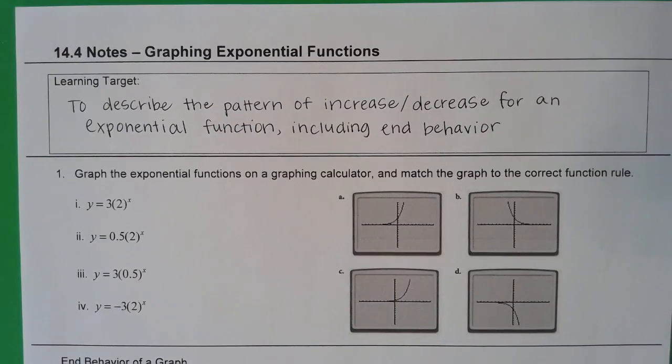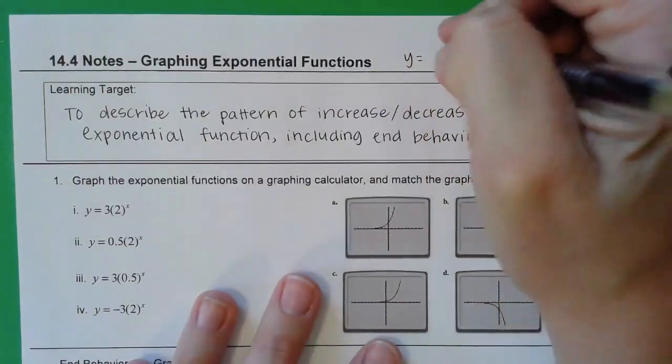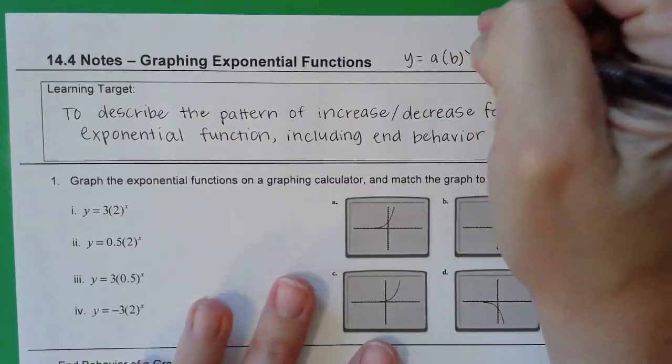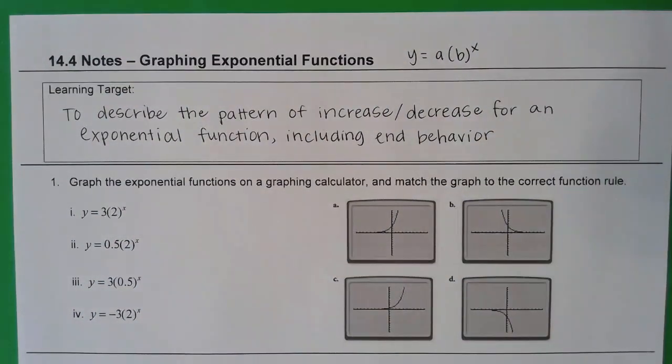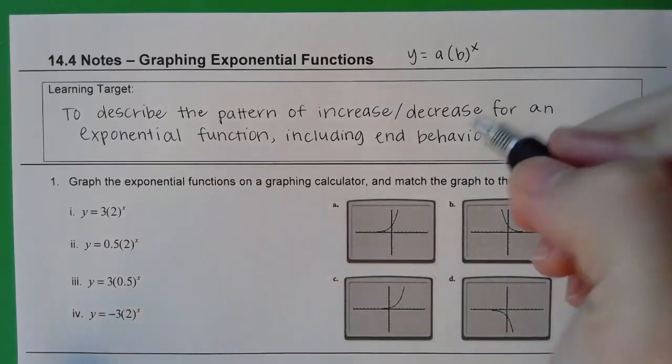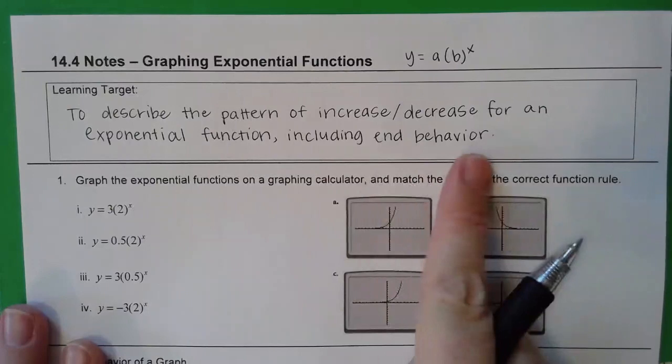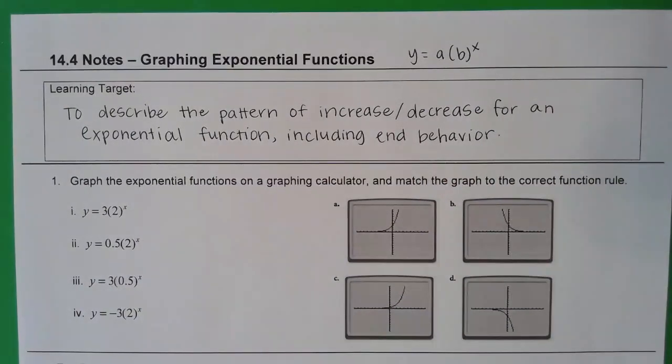Today the notes are on section 14.4, graphing exponential functions. So again, all the functions that we're going to graph today are going to be of the form y equals a times b to the x. And the target, or the goal for today, is to describe the pattern of increase or decrease for an exponential function, including describing what's called the end behavior of the graph. And so we'll practice what this means in the coming examples.